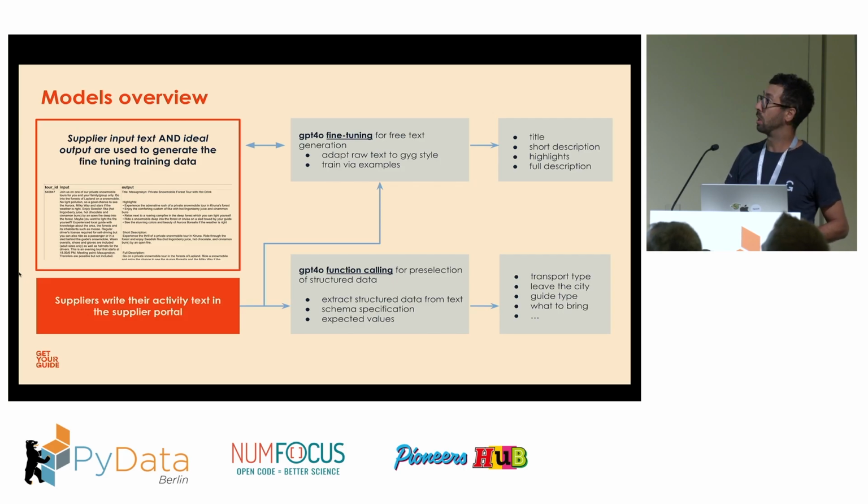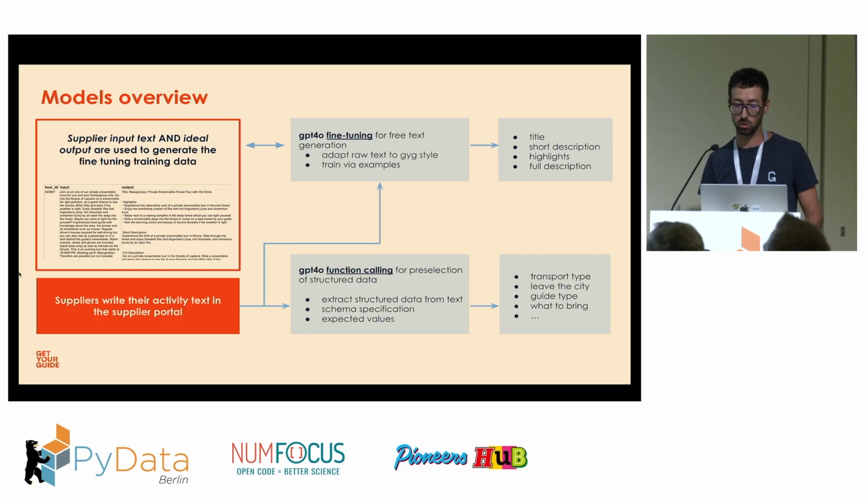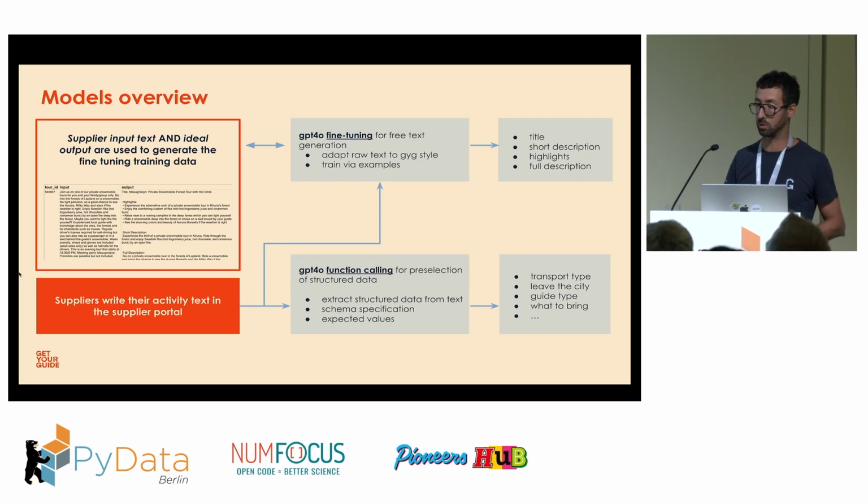The first model is a GPT-4o fine-tuned model that is used for the generation of the free text sections. This is, as you saw before, the title, short description, and the full description. Fine-tuning is great when you want to adapt raw text to a given standard. In this case, what we want is the GetYourGuide content standard.